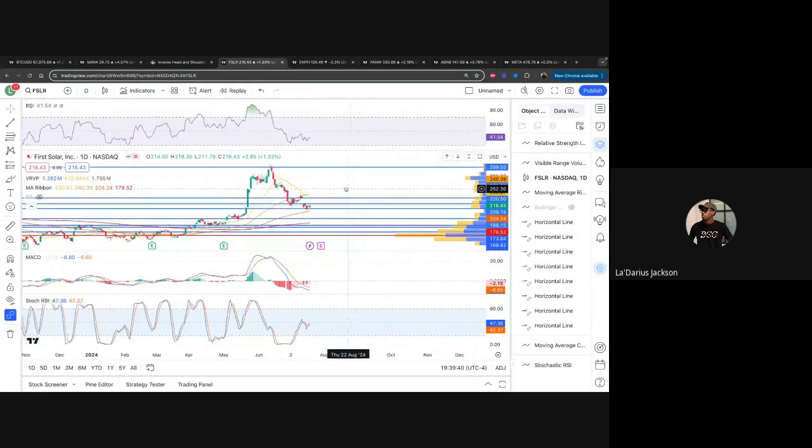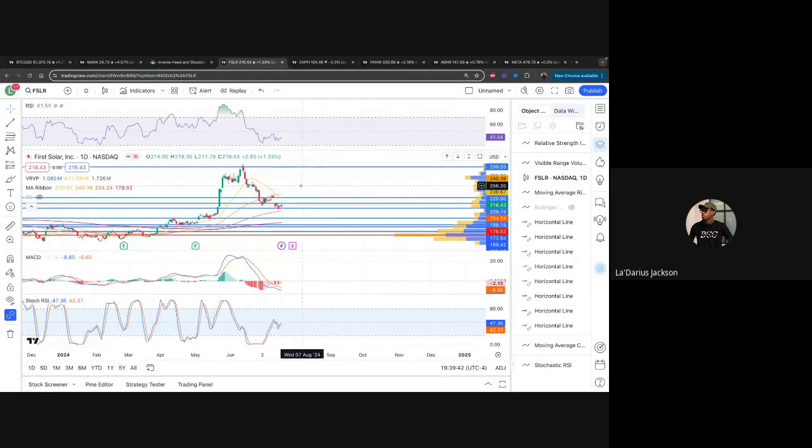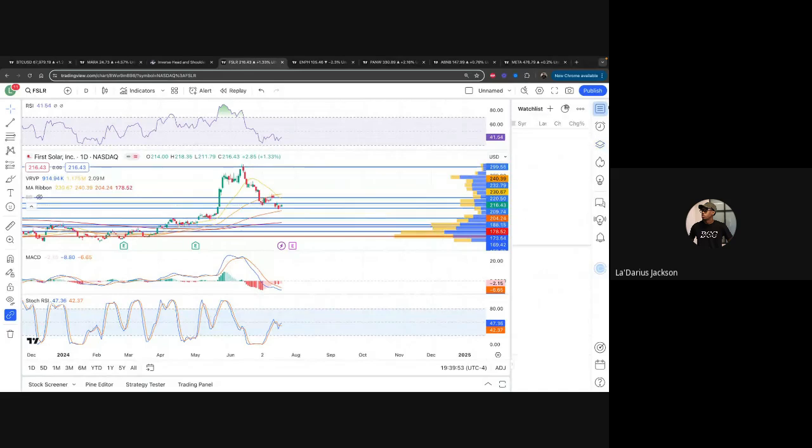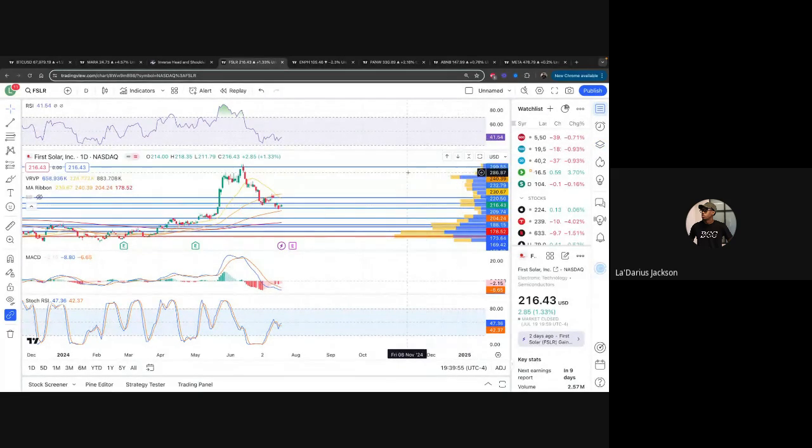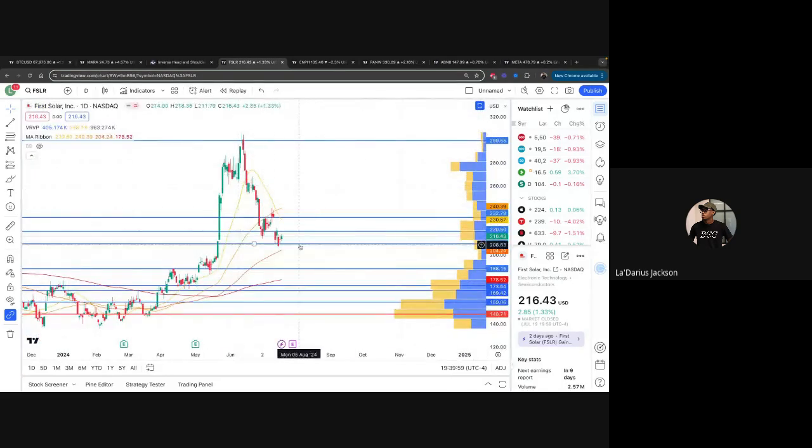Energy stocks. First Solar is, I would say, one of the best solar panel companies on the market, in my opinion. It was just at $300. Now it is at $216. I'm thinking this could go back down to this level here, around 210 to 190. I know that says 187, but I'm thinking 210 to 187 is where we could find this.